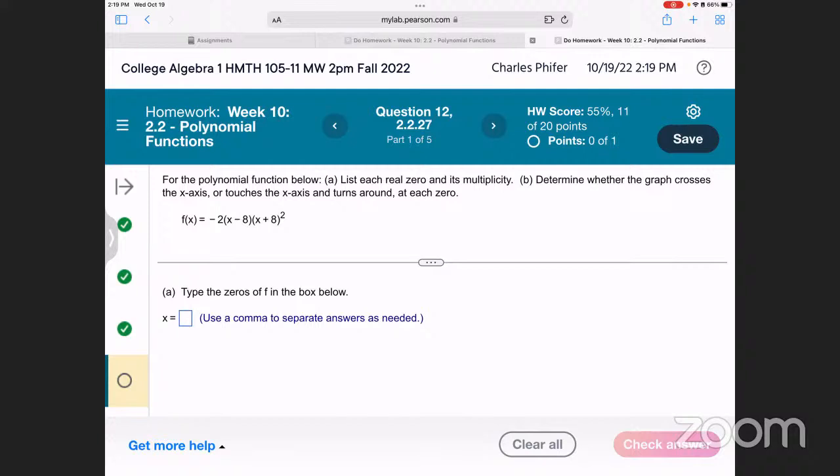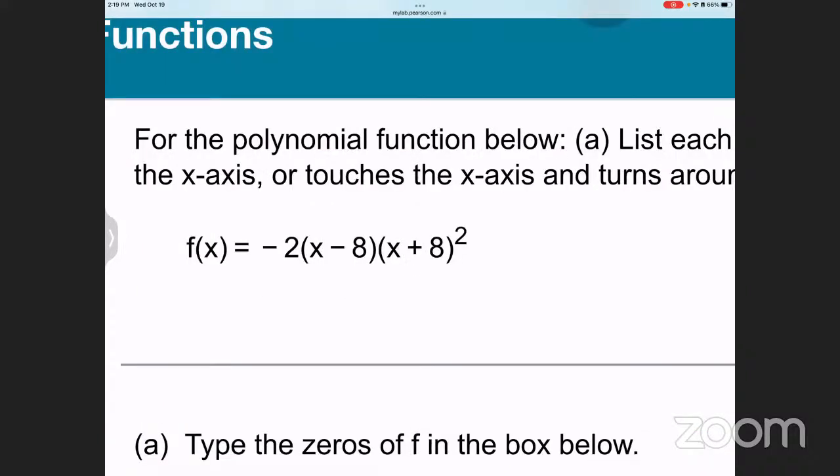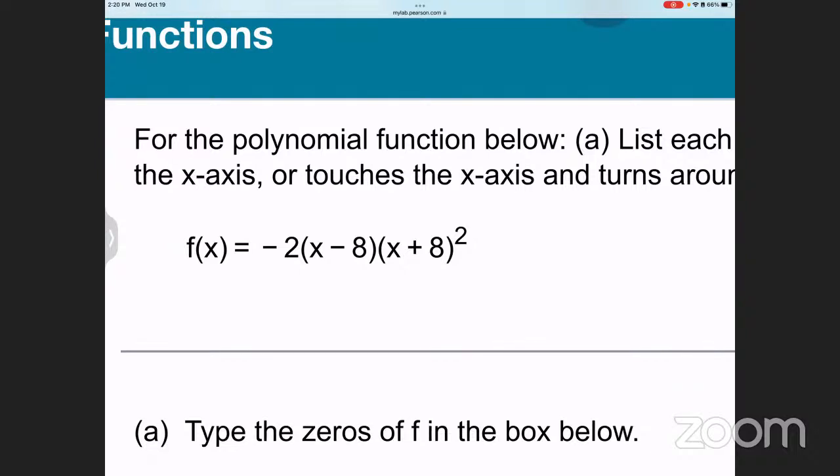Okay. All right. So list each real zero and multiplicity, right? We got fortunate with this one in that it's already in factored form. So if we wanted to find the zeros, we would set this to 0 and solve. We can use the zero factor property, which states that when you have 2 or more things that multiply to give you 0, you set each thing to 0 and solve. So from this middle factor, x minus 8, if we set that to 0 and solve, we get x equals 8. And the other one is negative 8, if we were to solve that.